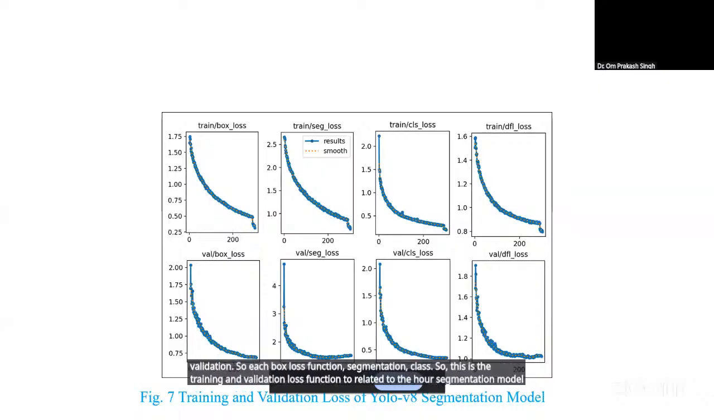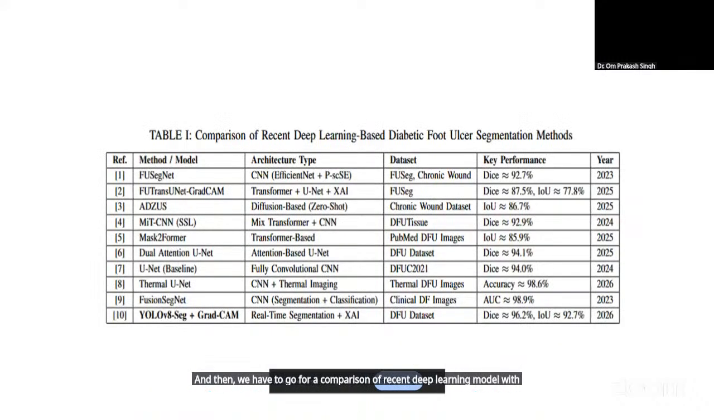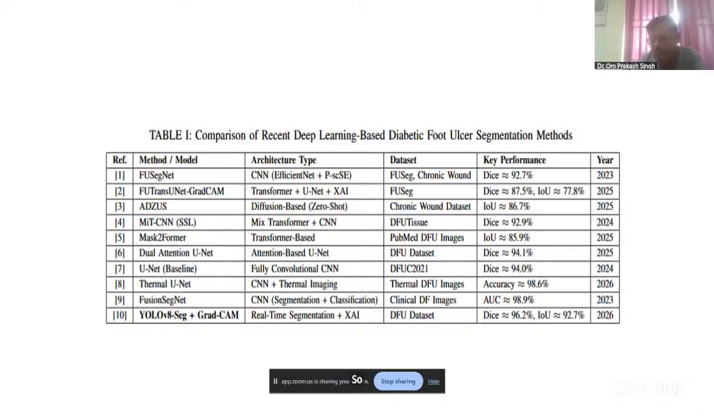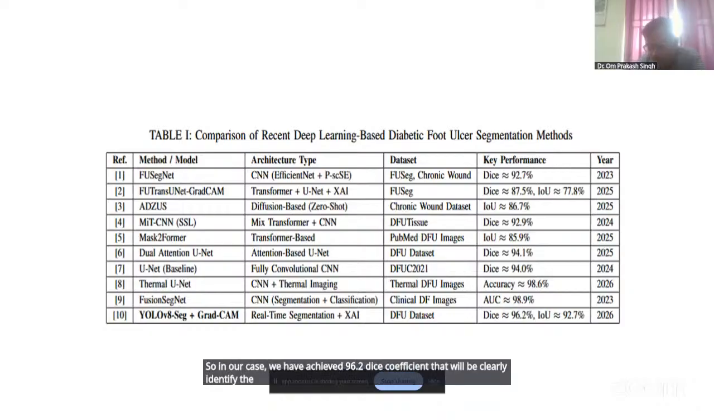And then further, we compare recent deep learning models with our model to see how our model performs. For the segmentation along with IoU score, we use different methods, and each method uses a different architecture and a different data set on which they performed. You can see most of them use the DFU data set or the DFU 2021 data set. In our case, we have achieved a 96.2 dice coefficient, which clearly identifies the region of the segmented mask, and the IoU score is nearly 92%.